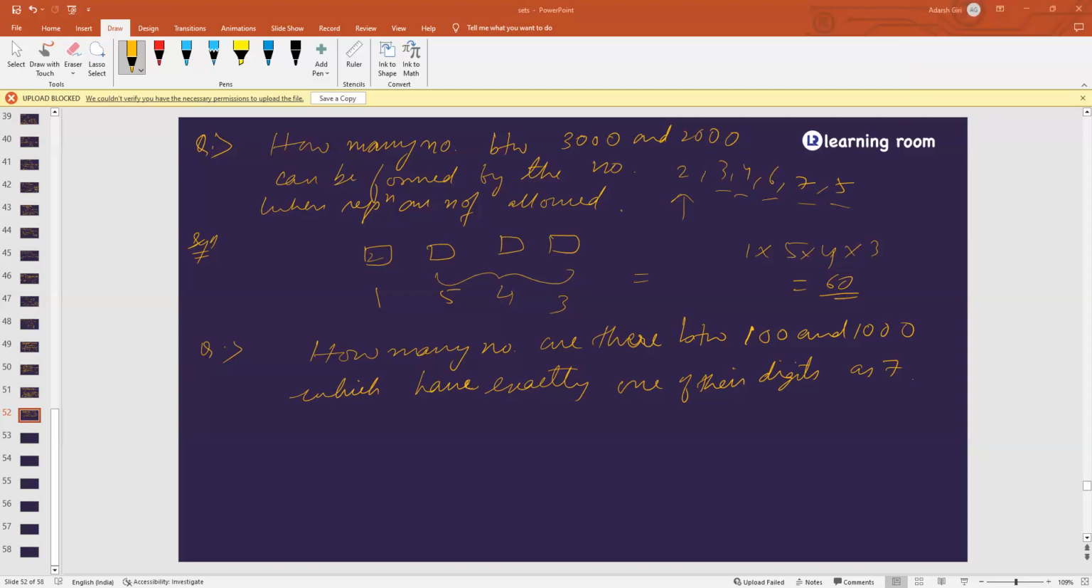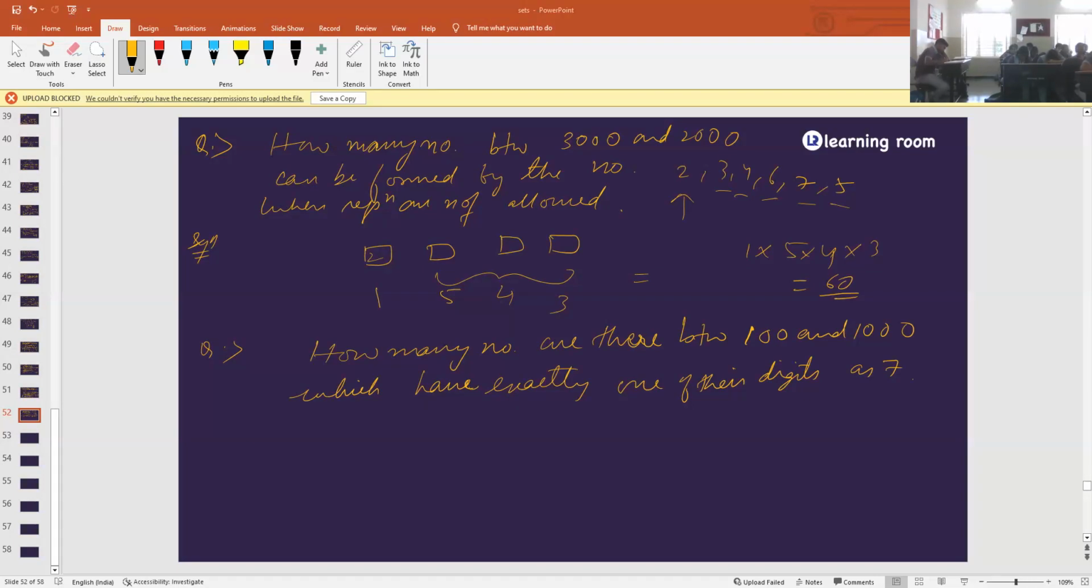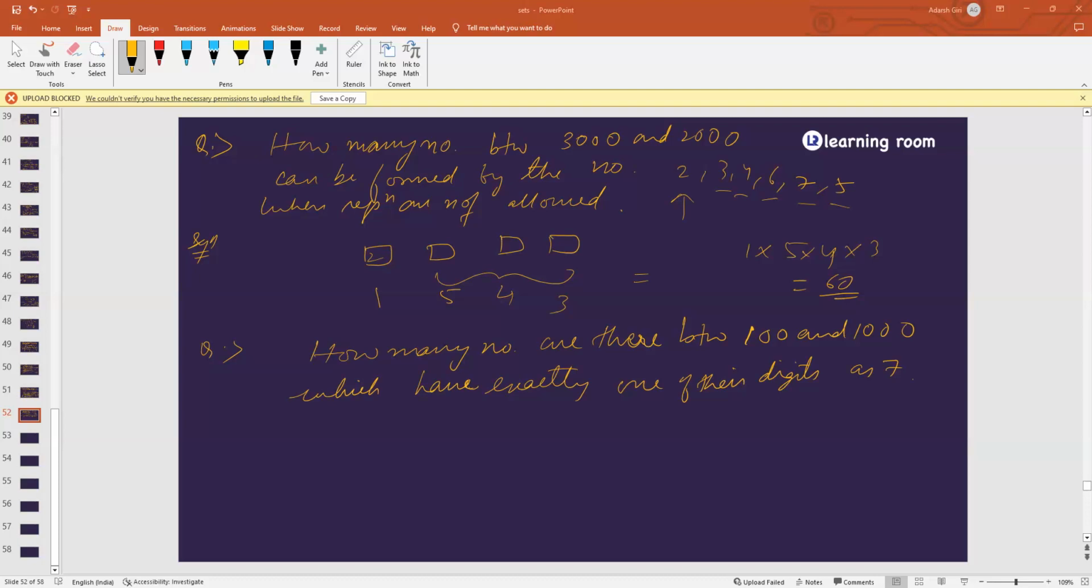72, yeah, that is one case. But it will not be only 72. What you have considered is that 7 will be at the units place only. That's why you are saying 72. There will be possibilities that 7 is at the tens place also, and there is a possibility that 7 will be at the hundreds place also. So you have to count that too.